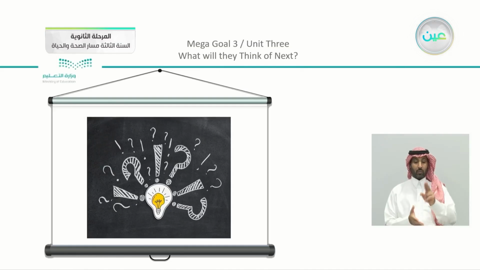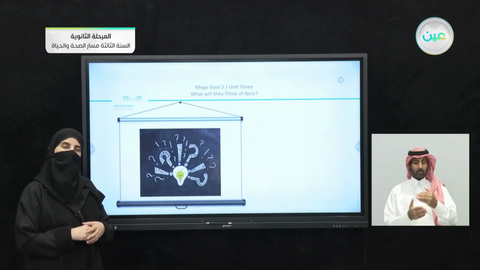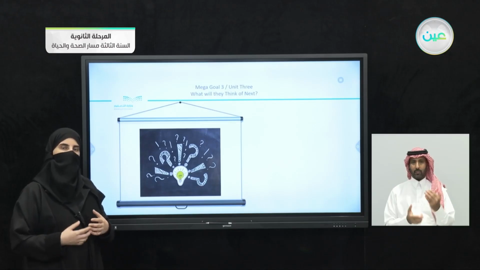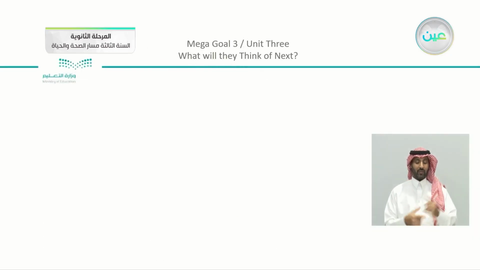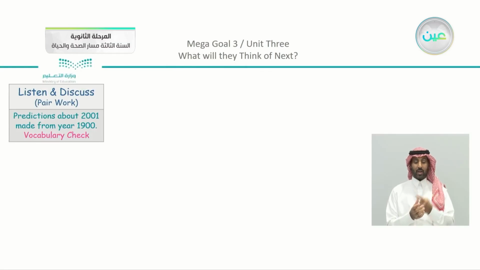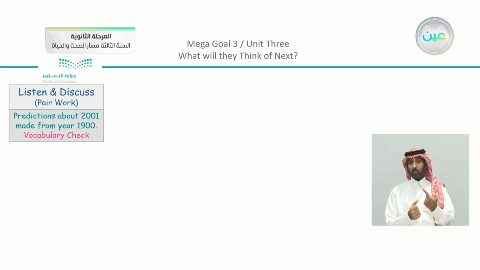We have reached the end of our unit here. We are going to just go back and see what we have studied in our unit. Now, just to revise here together, what did we take in our unit from the very beginning, from the listen and discuss? We can see that, first of all, the listen and discuss was about predictions made about 2001, made from the year 1900.